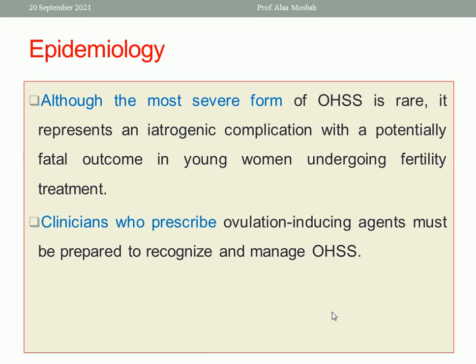Although the most severe form of ovarian hyperstimulation syndrome is rare, it represents an iatrogenic complication with a potentially fatal outcome in young women undergoing fertility treatment. The clinician who prescribes ovulation-inducing agents must be prepared to recognize and manage ovarian hyperstimulation syndrome.